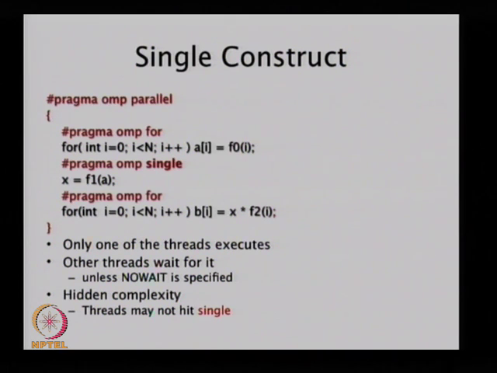In fact, I couldn't have listed it here because I have given it as an example rather than as a definition of the construct. But one of the clauses for the single construct is copyprivate. The single construct has a notion similar to the for ordered construct, but a little different. In the for ordered construct, you wanted the iterations in that part of the code to happen in the sequence that the sequential code would have run.